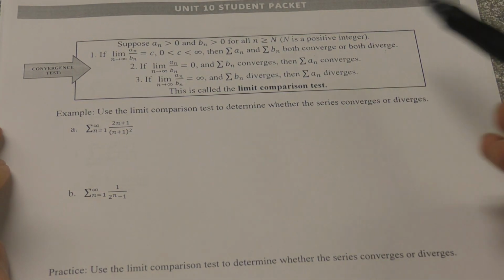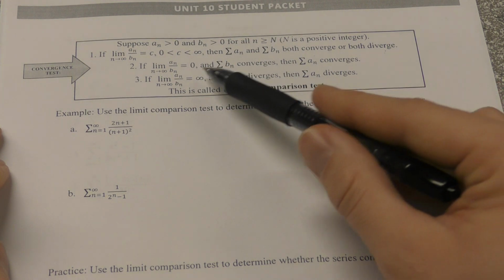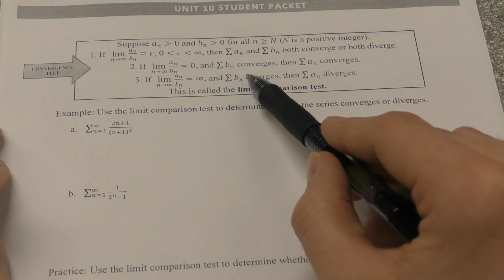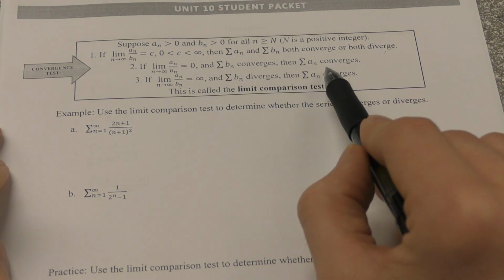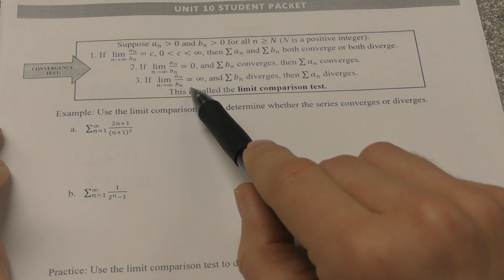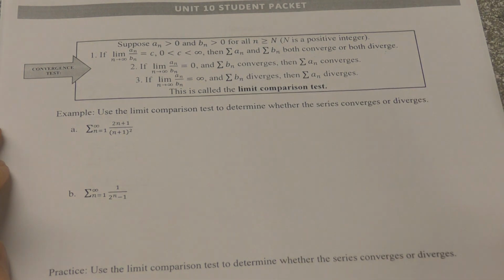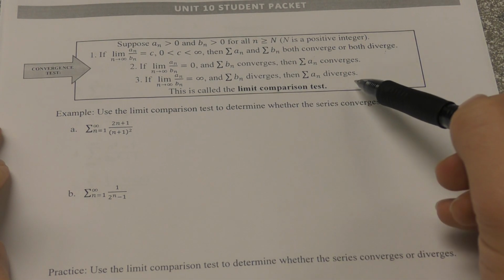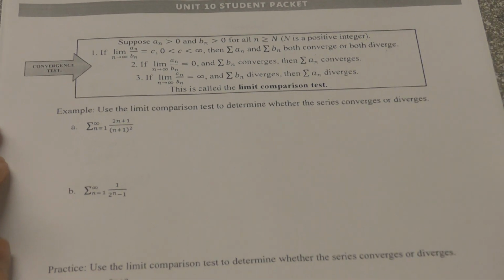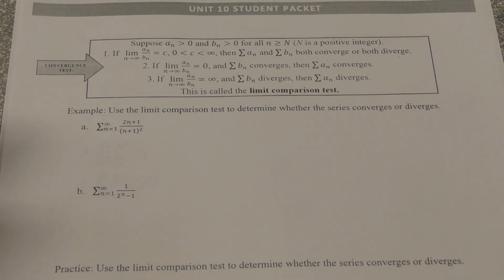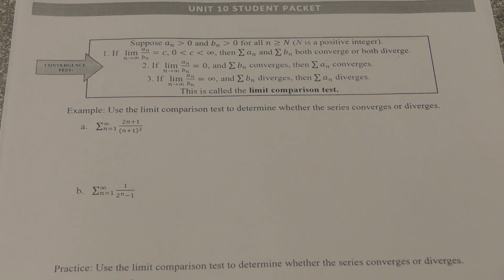These other ones are contingency things. If it comes out to be 0 and I know the series of b converges, then the other one will converge. If the limit comes out to be infinity and b diverges, then the series of a will diverge. Just backups for those other cases. Let's use the limit comparison test to do some things. So, limit comparison test. Let me pull up my notes.